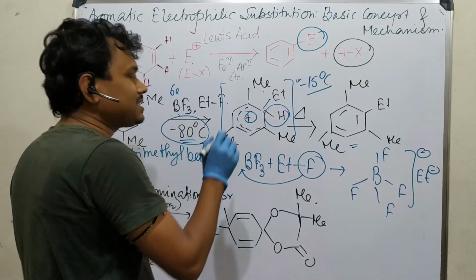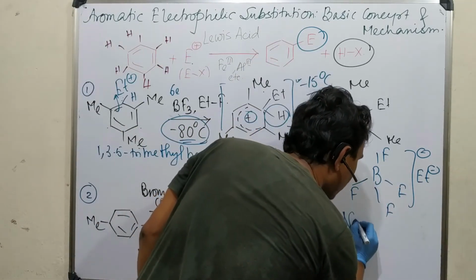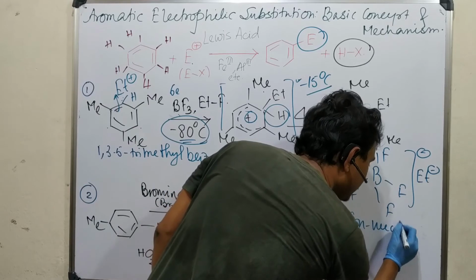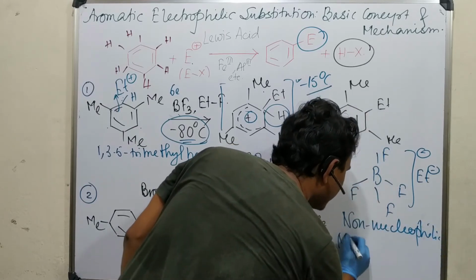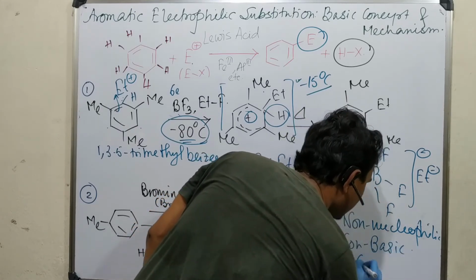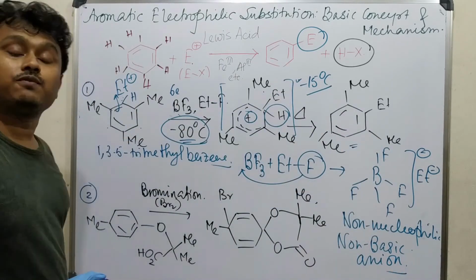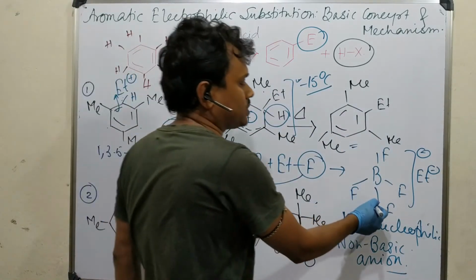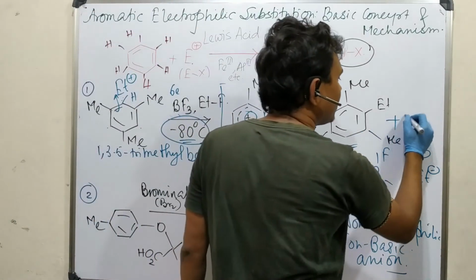And why is this? Because this BF4 minus is non-nucleophilic and non-basic. This is a very unique property of BF4 minus. That's why it is chosen. This is non-nucleophilic, non-basic. And what is the ultimate product along with this HBF4?